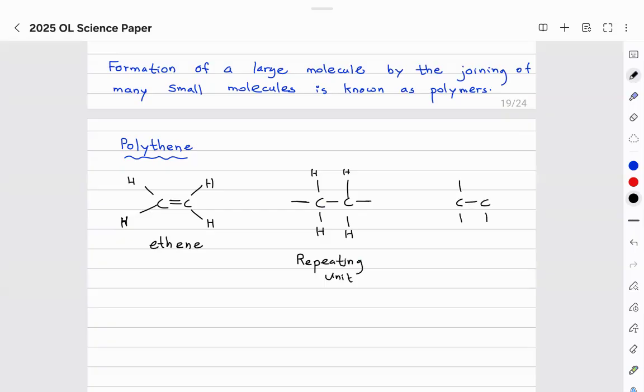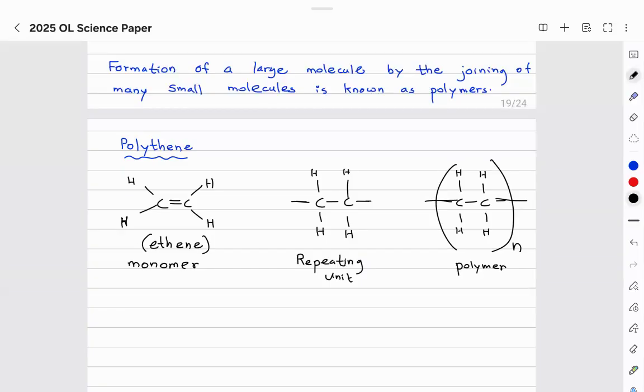And now, these C2H4 groups are connecting again and again and again. Millions of compounds are connected. Thousands of compounds are connected. Let me consider n times. Then this is the polymer. Can you understand? This is considered as the monomer.